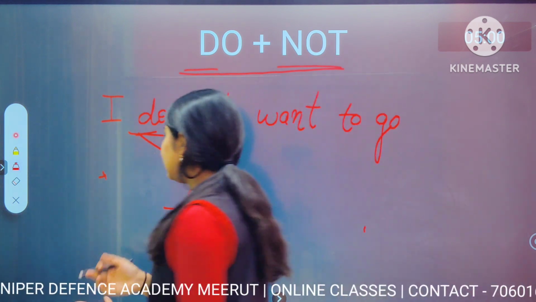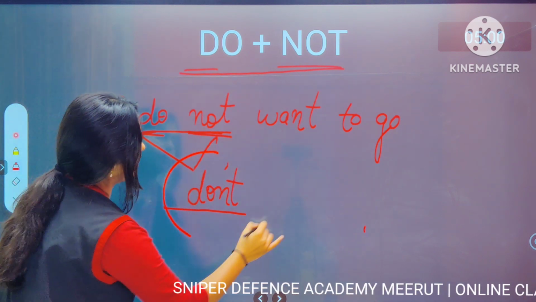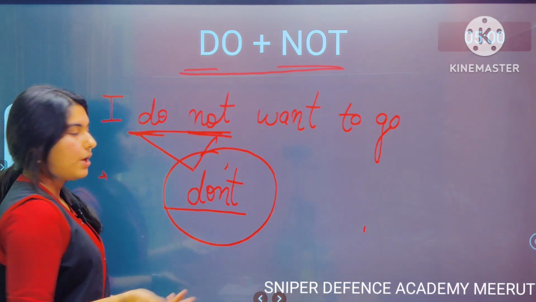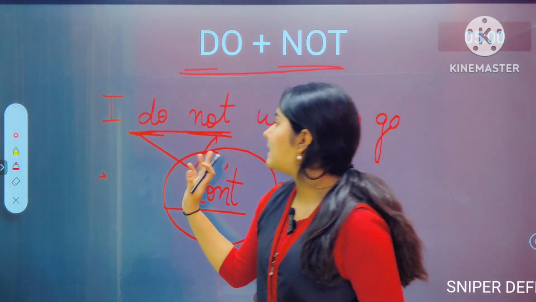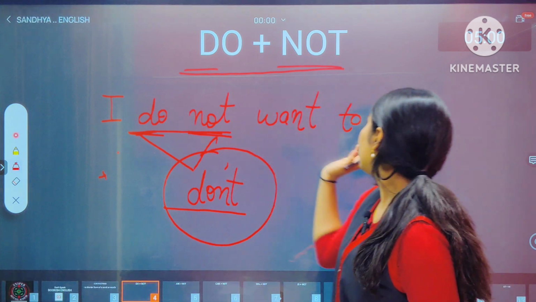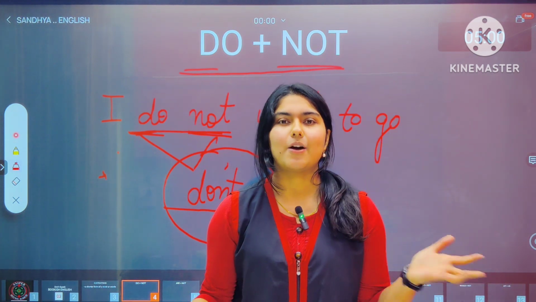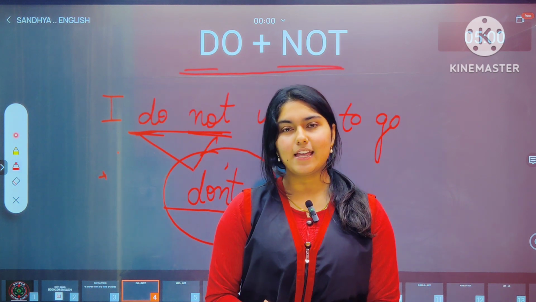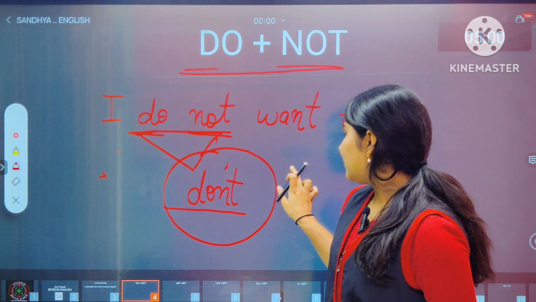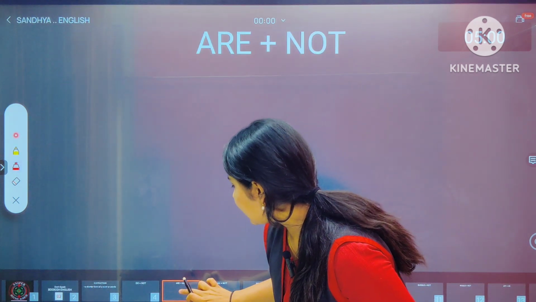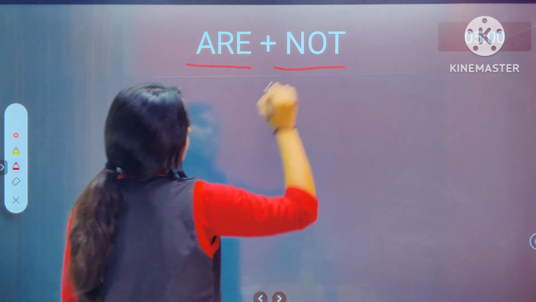So here what we did is we merged both these words and made a single word, a different word out of it, which is don't. So now the sentence becomes I don't want to go. So instead of saying I do not want to go, instead of sounding like a robot, you can say I don't want to go, right? Sounds fluent? Yes. So let's move to our second contraction, which is are plus not.